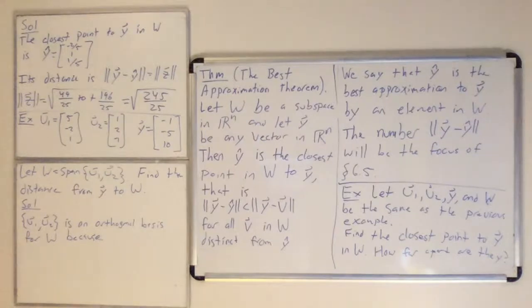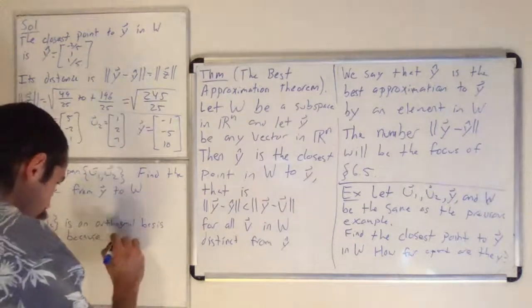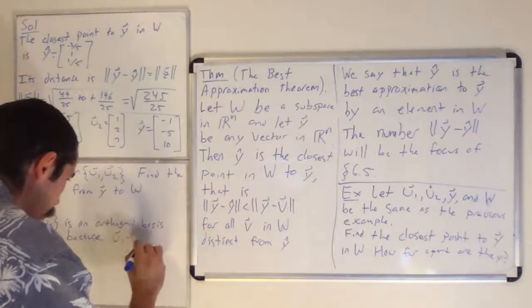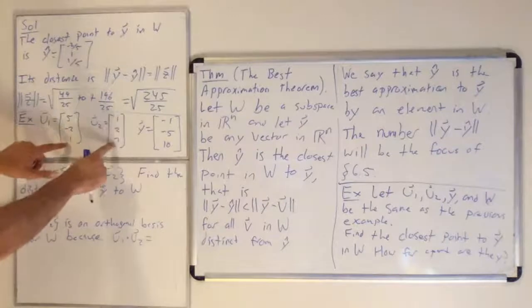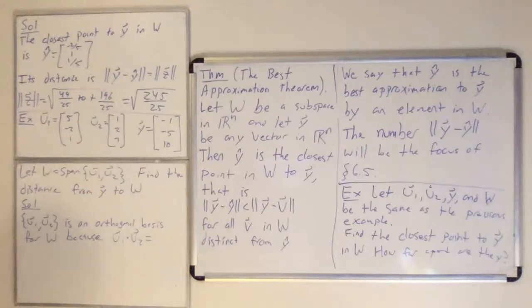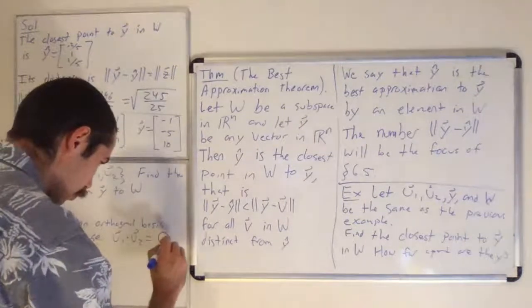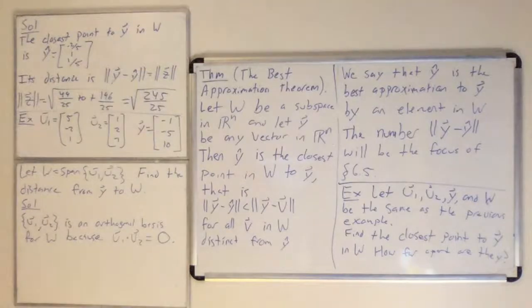To show it's an orthogonal basis, you're right, Shutan, let's just show the dot product of u1 and u2 is equal to 0. Five minus 4 minus 1 is 0. Okay, good. And now we can go through to find y hat.